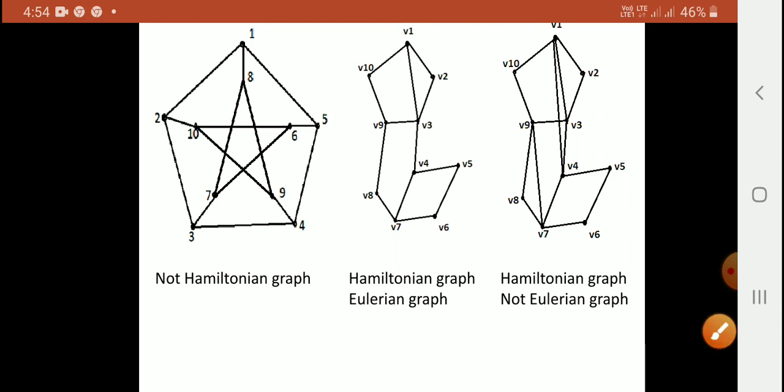So remember one thing, the difference between an Eulerian graph and a Hamiltonian graph. A Hamiltonian graph contains a path which covers all the vertices of the graph, and an Eulerian graph is a graph which contains a trail or cycle which covers all the edges of the graph G. This is the basic difference between an Eulerian graph and a Hamiltonian graph.